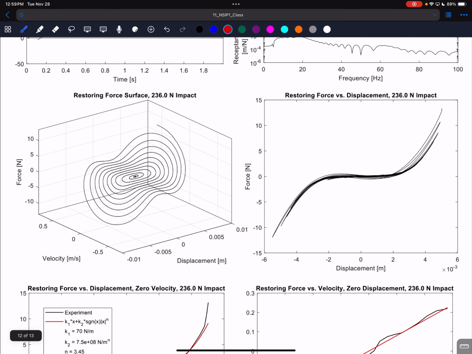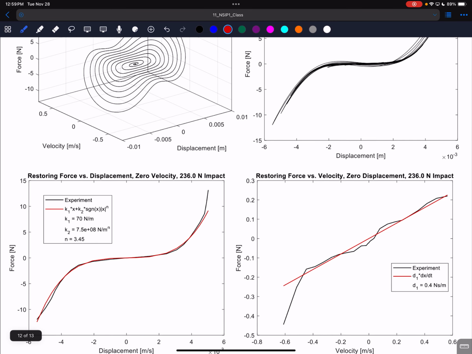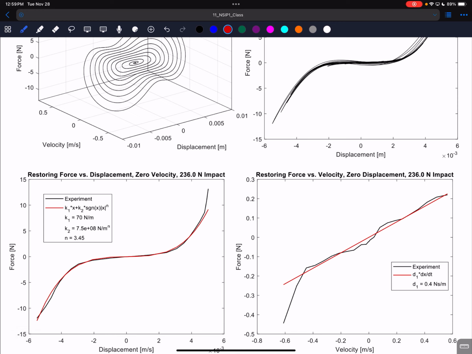I did not plot the force versus velocity, because you wouldn't really get anything out of it. But what I am showing here on the left is the restoring force versus the displacement for the times when the velocity is 0, such that all of that restoring force is caused by the displacement only. In this case, you can see that we're able to fit some kind of smooth nonlinearity. Rather than using a cubic or some integer polynomial, we're using n equals 3.45 in this case. So it's got a linear term and a nonlinear term, and the nonlinear term has a power of 3.45.